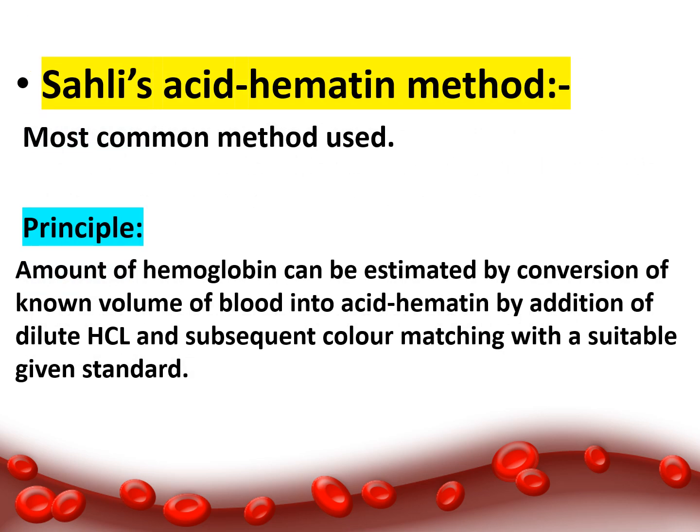Now here comes the practical part. What is the most common method used for estimation of hemoglobin? That is Sahli's acid hematin method. Okay. Now what is its principle? The amount of hemoglobin can be estimated by conversion of a known volume of blood into acid hematin by addition of dilute HCl, okay, and subsequent color matching with a suitable given standard.